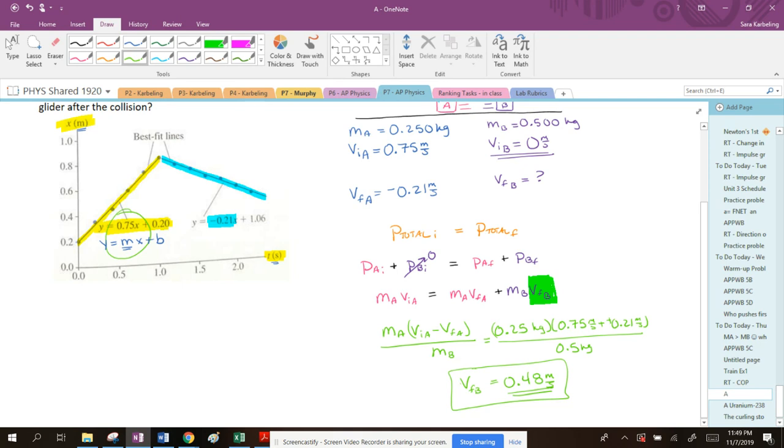Okay, so I hope that helped you to both look at that graph and also look at the math with it as well.